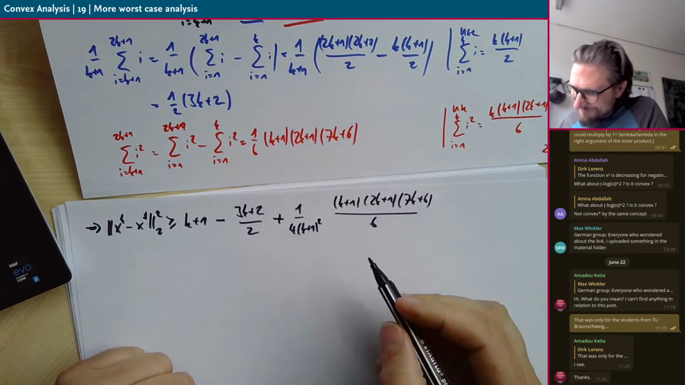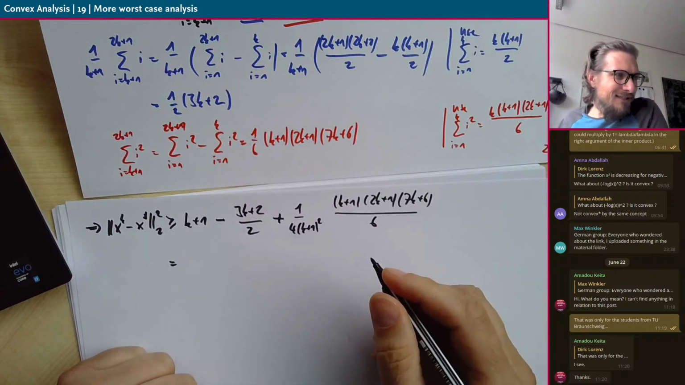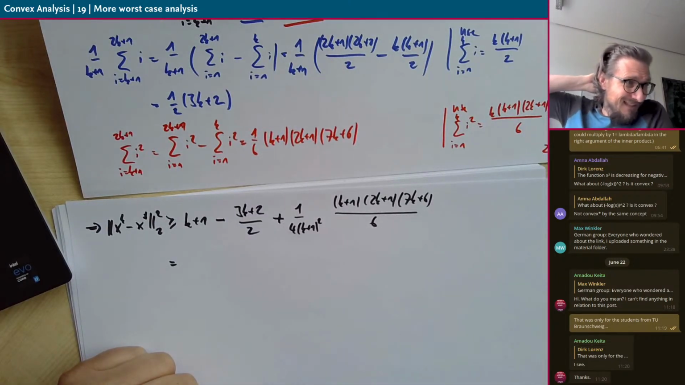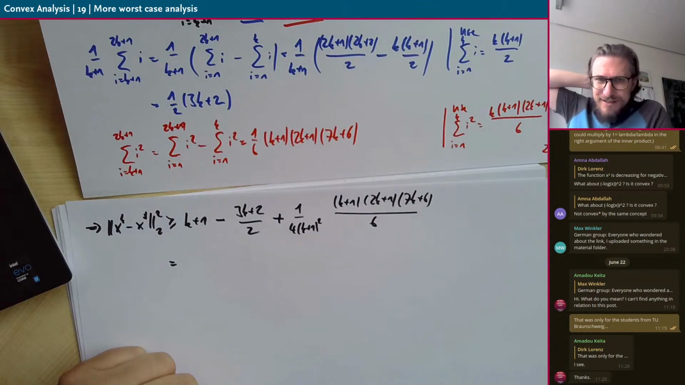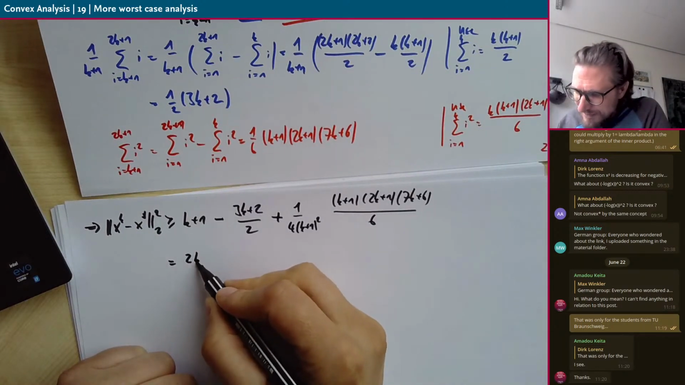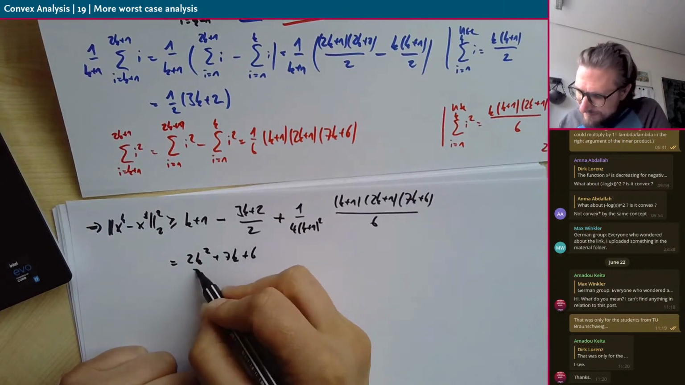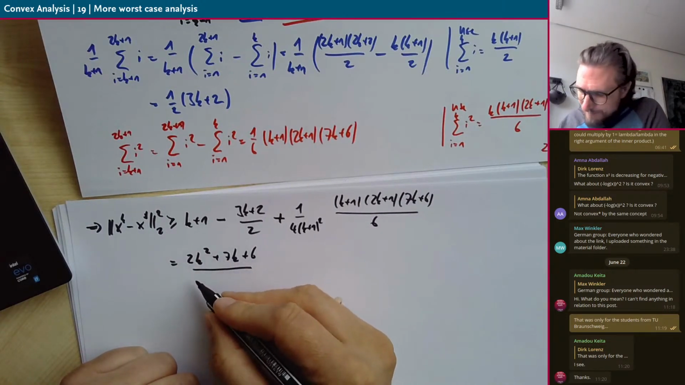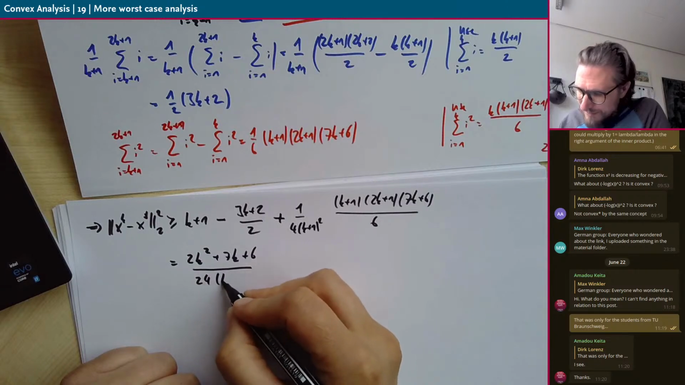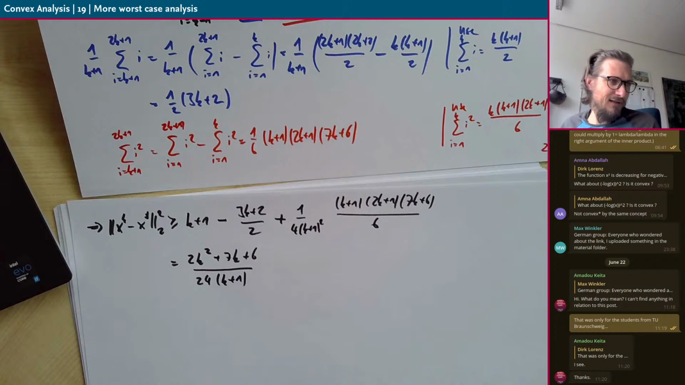It looks a little bit complicated, but anyway, clearing this up. Maybe I skip a few steps because it's really just algebra to calculate these things here. You can end up with 2k squared plus 7k plus 6 divided by 24 times k plus 1. So that's exact now. This is an exact calculation.